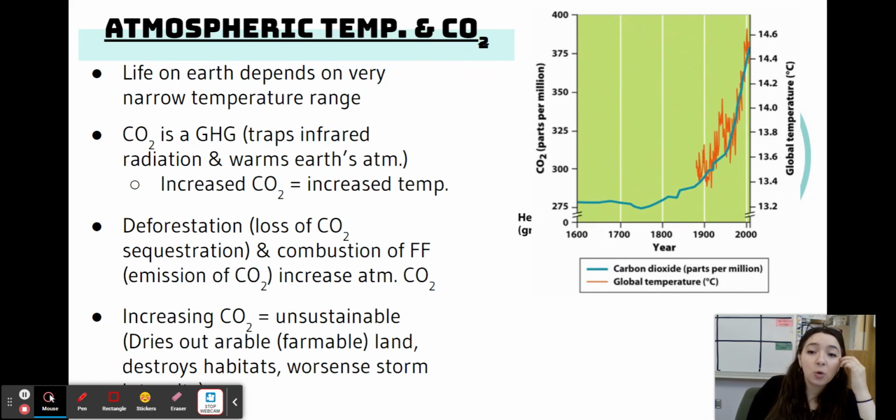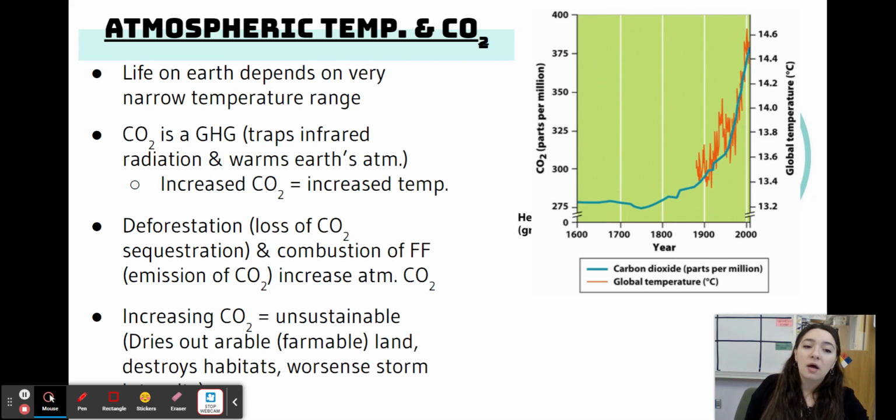Atmospheric temperature and CO2. This is stuff that we're really going to get into in our upcoming unit, which is Earth systems and global change. So life on Earth does depend on a very narrow temperature range. I know that we have a lot of different temperatures depending on where we are in the world. For example, the temperature in the Sahara Desert will be very different than the temperature here in New Jersey or down in South America or in Antarctica. But life does depend on a very narrow temperature range.